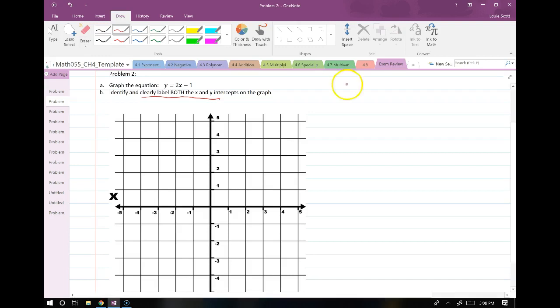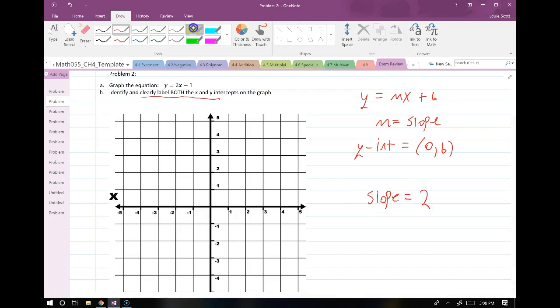So I'm in the form y equals mx plus b for graphing, where m is equal to my slope, and b is part of my y-intercept. The y-intercept is equal to 0, comma b. So for this particular graph, my slope is equal to 2, because that's the number that's out in front of the x, and then my y-intercept is equal to the point 0, comma, negative 1.